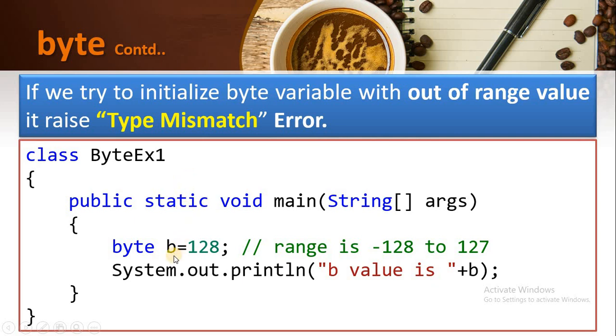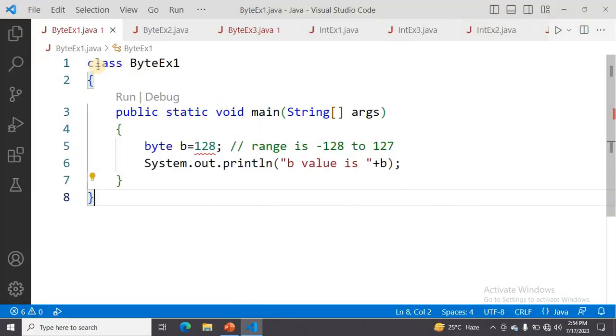In this program, I declared a variable b as byte type and I am assigning the value 128. As we have seen just now, the range of the byte type is -128 to +127. But I am trying to store 128, which is out of range of the byte. In such cases, it raises a type mismatch error. Now see the example. Class name, within the main method, declare a variable b as byte type. I am assigning 128. Then I want to print that b value.